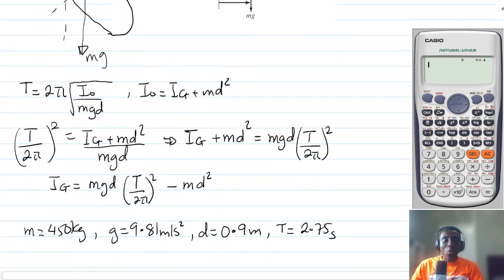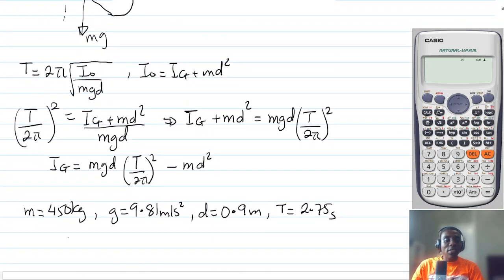So if you put everything inside, Ig will be 450 times 9.81 times d, which is 0.9.